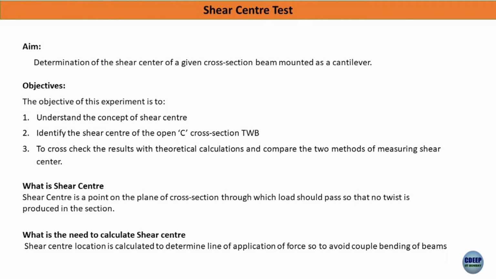So, the aim of the experiment, shear center test, is to determine the shear center of a given cross section beam mounted as cantilever, and the following objectives need to be achieved in this experiment: first is understanding the concept of shear center, second is to identify the shear center of the open C cross section thin walled beam, and third is to cross verify the theoretical calculated shear center with the experimentally obtained shear center value.